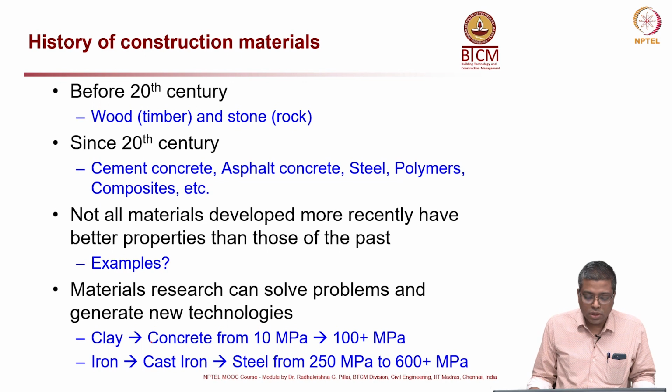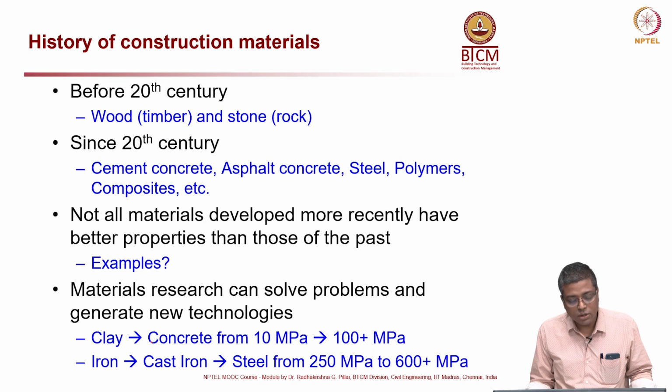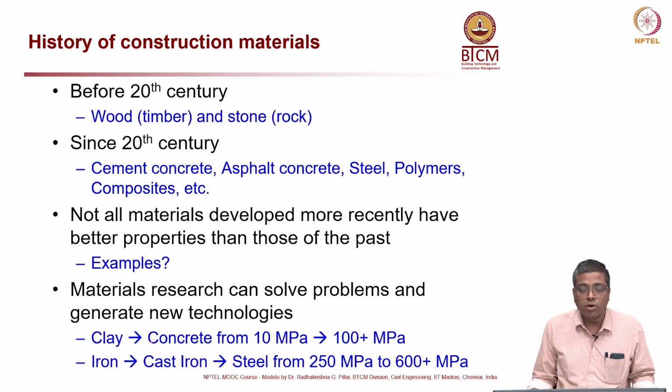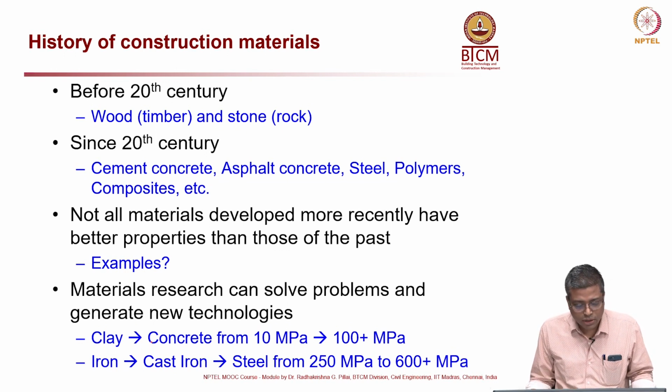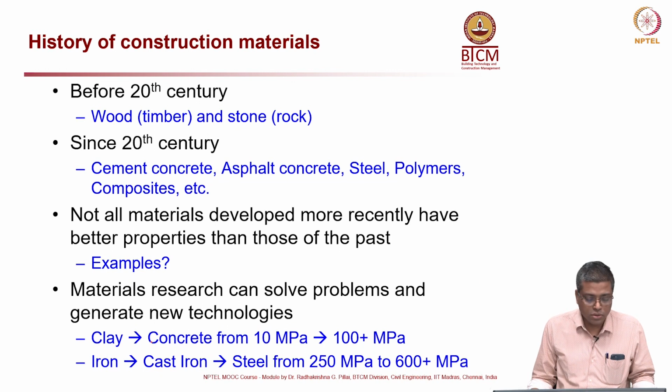And also we use a lot of stone, used to use, even today we do that. Now, in the 20th century onwards, we have started using cement concrete, asphalt concrete, steel, polymers, composites, etc. Glass, various types of materials are in use in today's construction. Now, one question which comes is whether all these materials are better than the ones in the past.